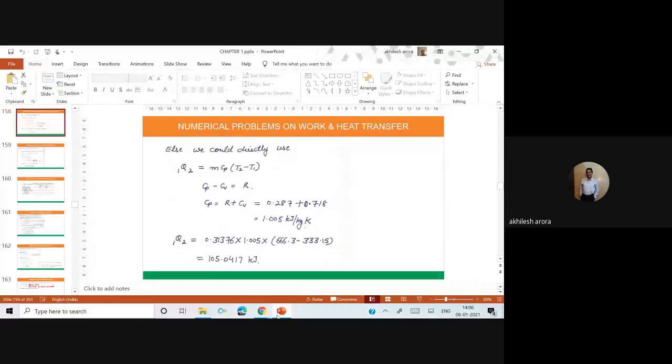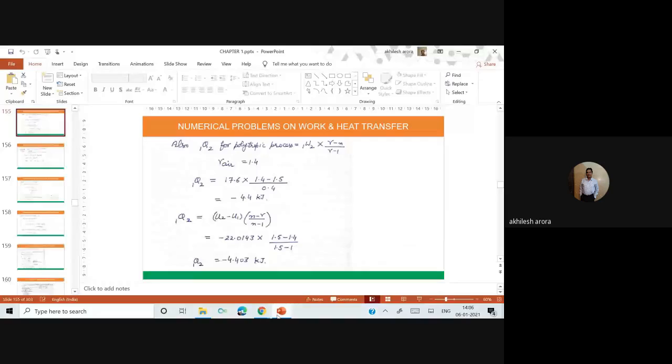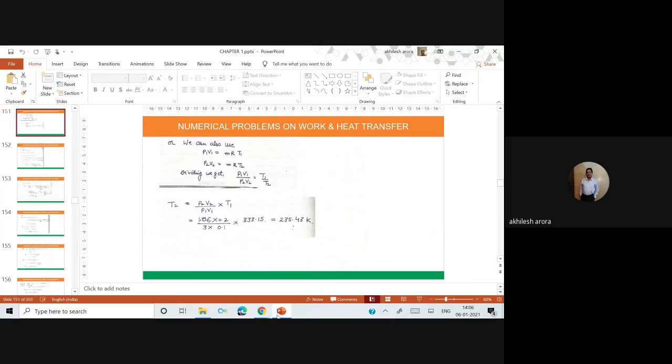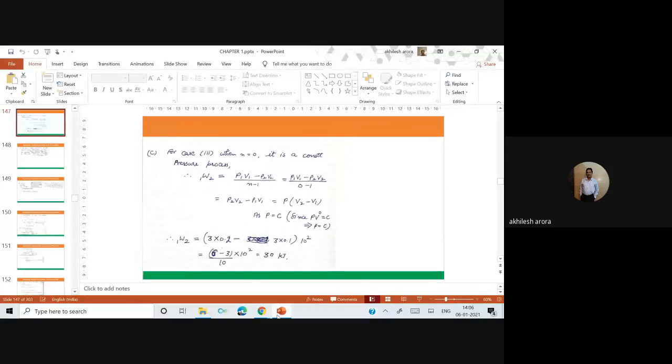So in the last lecture, we discussed some numerical problems. I think this was the numerical problem which I discussed in the last class. You have seen the recorded lecture. So was that clear? Was there any problem in that?